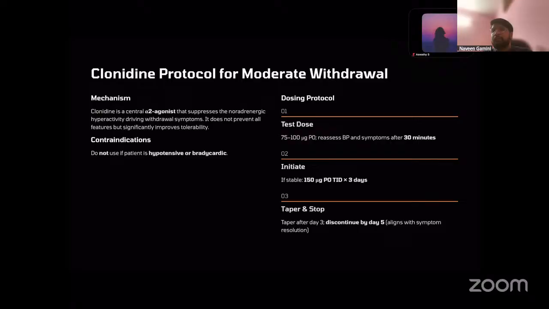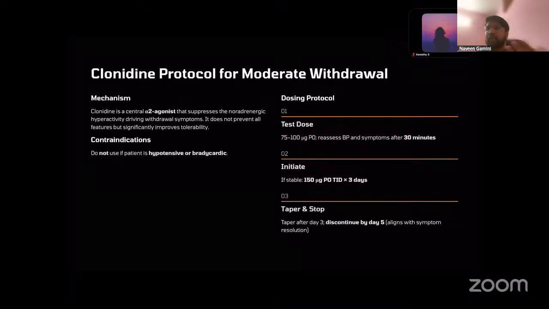Now, regarding the dosing protocol, first we give a test dose. A test dose of 75 to 100 microgram per oral is given. Then we reassess the BP and symptoms after 30 minutes. Suppose the patient's BP and symptoms are fine, meaning the withdrawal symptoms are getting better and the BP has no fluctuations, not going to hypotension. Then we can initiate the clonidine.